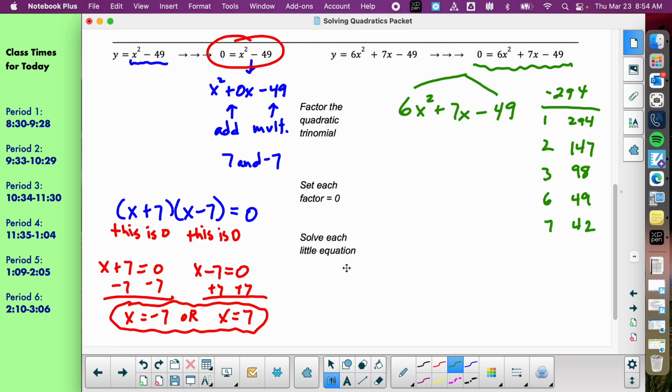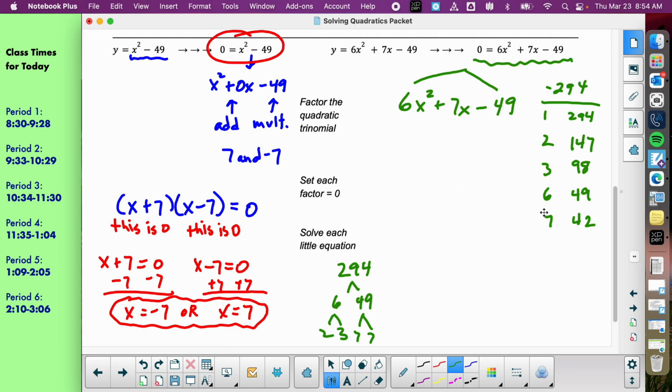Actually, there isn't going to be many. 294 breaks up into 6 and 49, 2 and 3, 7 and 7. So it's not made up of many numbers. So 14, 2 and 7 makes 14 and 21. Ooh, let's stop there. Those are 7 numbers apart.